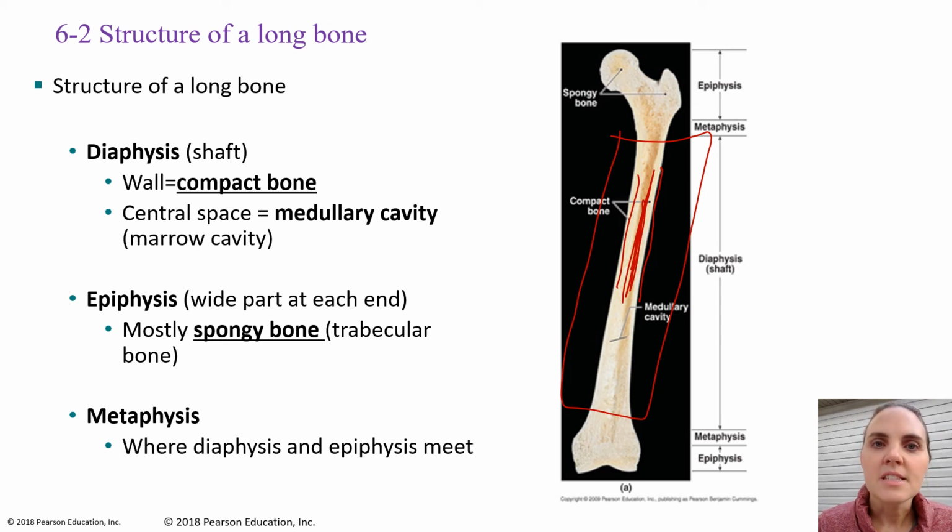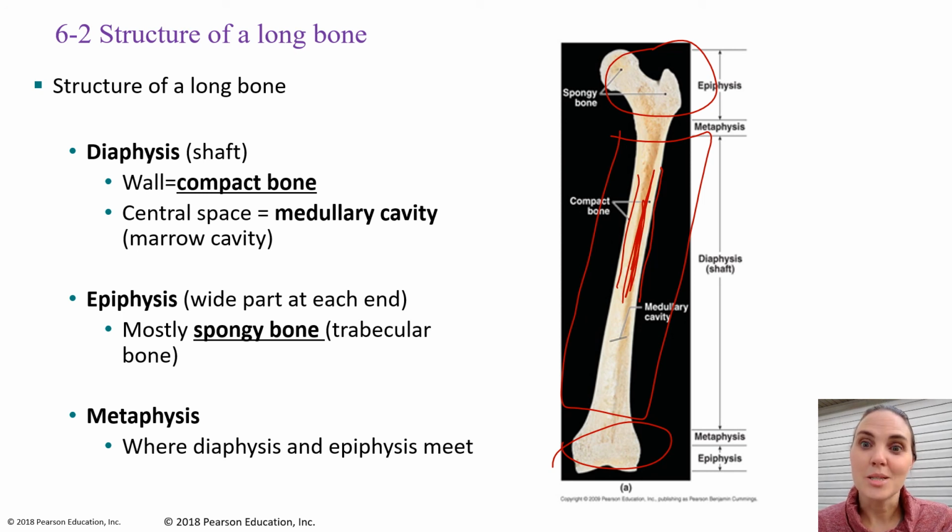The epiphysis is the wide part at the end of the long bone, so this and this. And it's made mainly of spongy bone, also called trabecular bone. It has an open network that looks like a lattice. Unfortunately, we can't see each other in lab to pass one of these bones around, but it almost looks like a sponge, which is why it's called spongy bone.